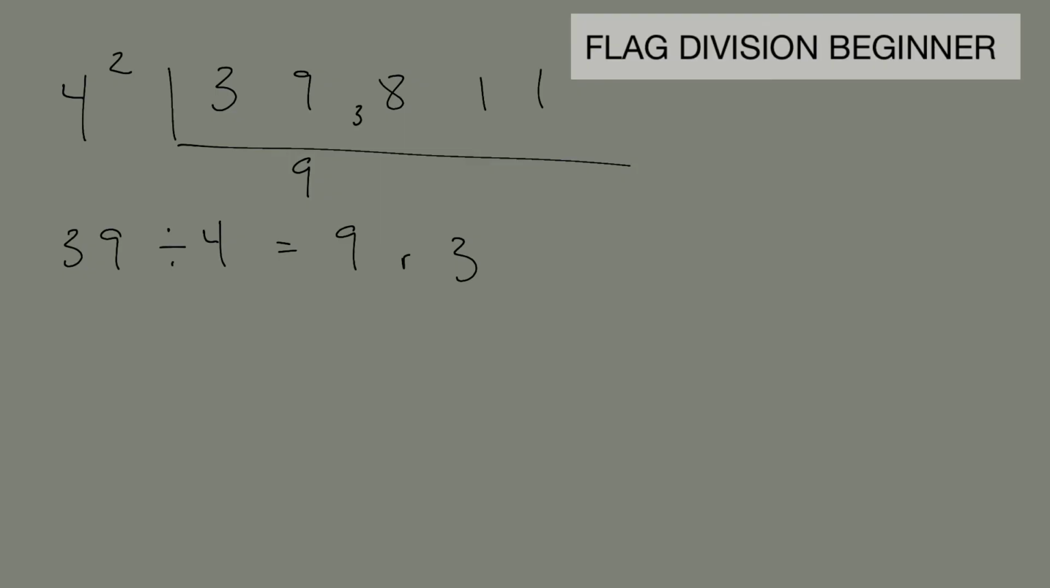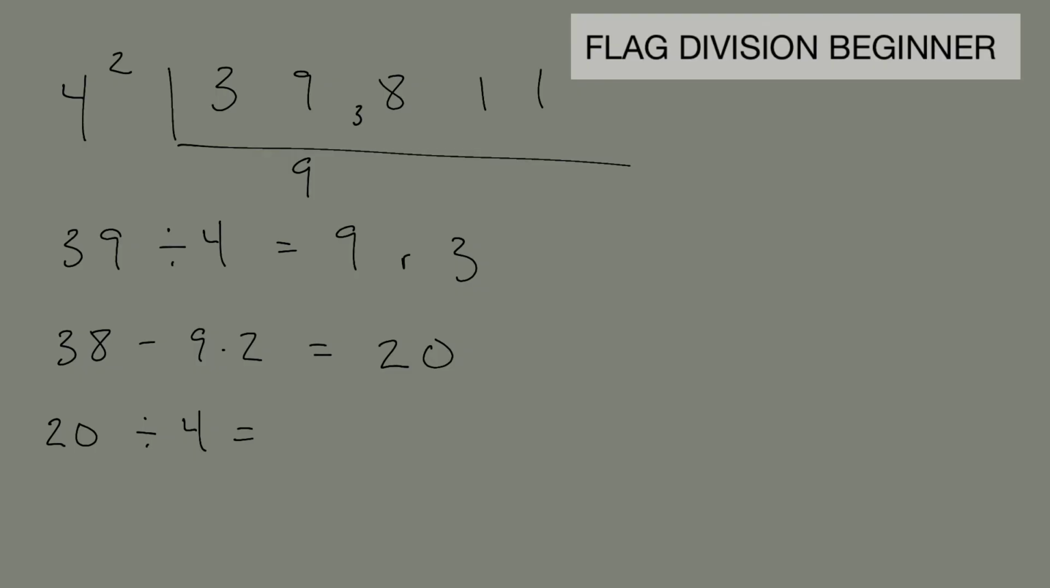All right, next step, we're going to take this number here, 38 minus 9 times 2. That's 38 minus 18, which gives us 20. Now we're going to take 20 and divide it by this divisor here. Okay, 20 divided by 4 gives us 5 with 0 left over.